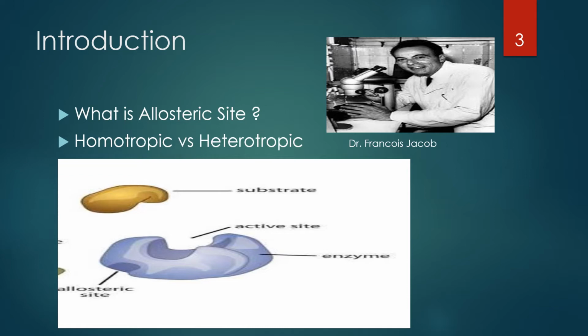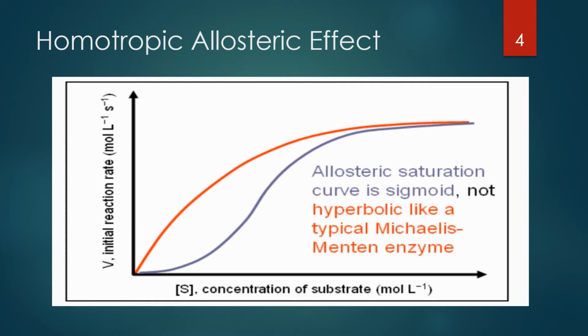And depending on what kind of binding, we can have homotropic allosteric effect or heterotropic allosteric effect. So what is homotropic allosteric effect? Right, we have written homotropic versus heterotropic. Simply, homotropic is when the substrate is the same as the modulator or the regulator that binds, right? In heterotropic, the substrate is different from the modulator or the regulator that binds. So let us now look into homotropic allosteric effect.